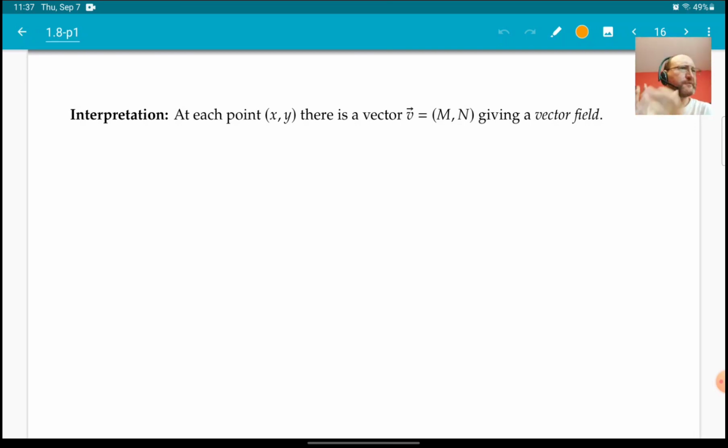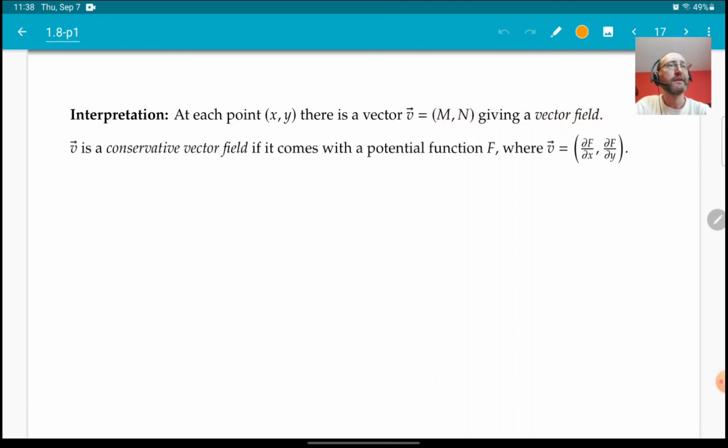If you don't remember your multivariable calculus, maybe this slide is not going to make so much sense. But hopefully, for those of you that had multivariable calculus, this might bring it together with something that you've seen. So if I look at these functions m and n, and I think of them as a vector that points somewhere, with an x component and a y component, that gives me a vector field. Now this vector field v mn is a conservative vector field if it comes with a potential function.